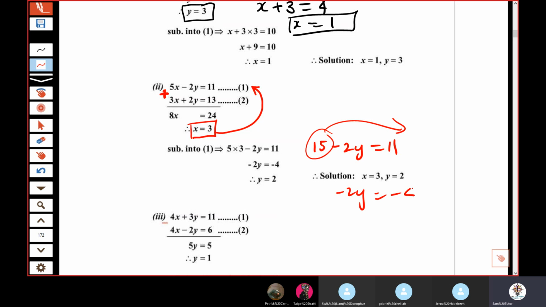11 take away 15 is negative 4. And then we divide by negative 2. Divide by negative 2. You get y equals 2.